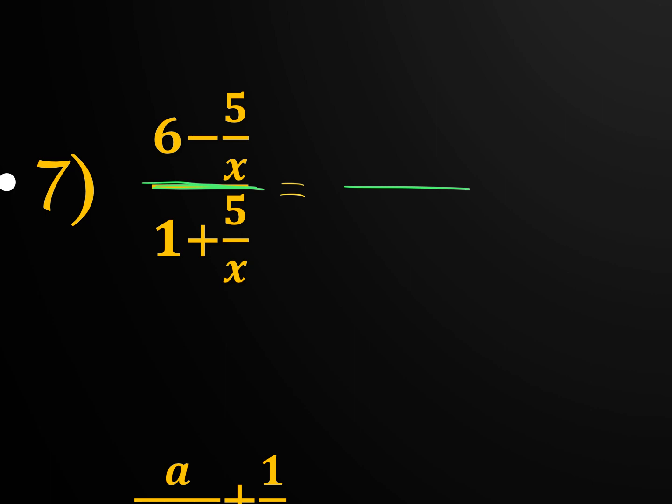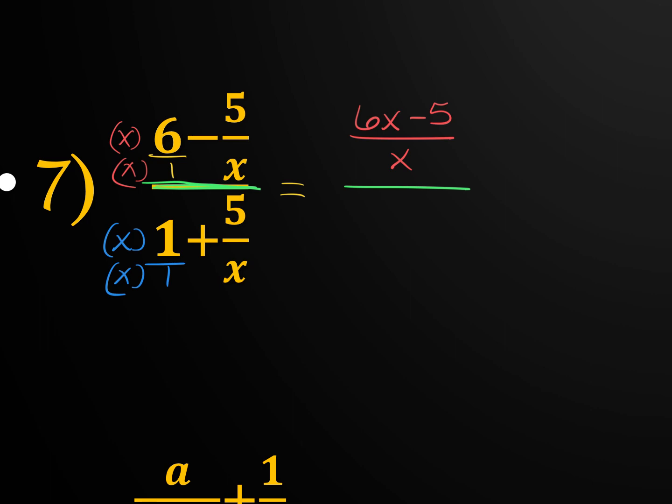So I could put a 1 under the 6. Notice my common denominator here is going to be x. So this first fraction, I need to multiply the numerator and the denominator by x. So then now I'm left with 6x minus 5 over the common denominator, which is x. Then for the denominator, same thing. I could put a 1 under the 1, and my LCD is going to be x, so times the top and the bottom by x. And now my new fraction here is going to be x plus 5 over x.